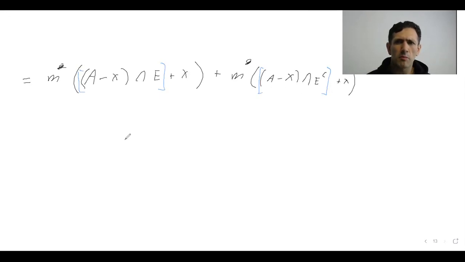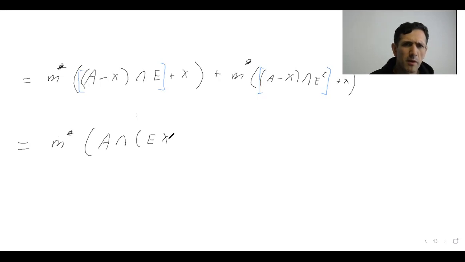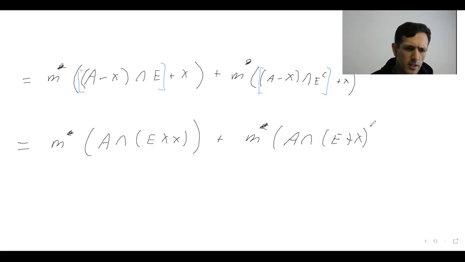Okay, so what do I want to do now? I want to use just a simple fact from 299 that is not necessarily immediately obvious, but you can prove it very easily. So I claim that this is going to be equal to, and I'll explain this in a moment, A intersect E plus X, A intersect E plus X complement. And that's exactly what I wanted to prove.